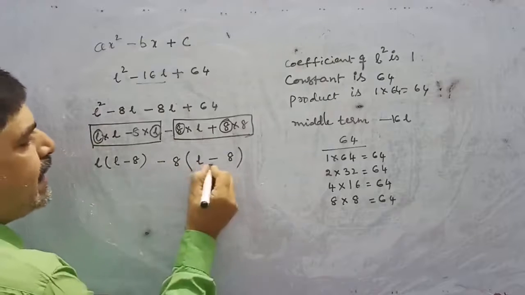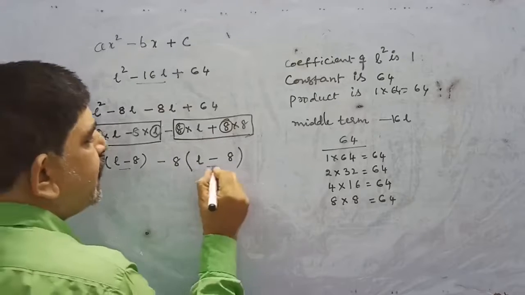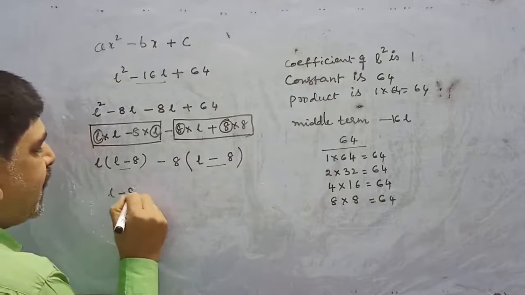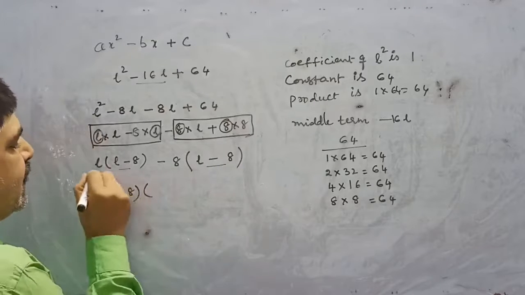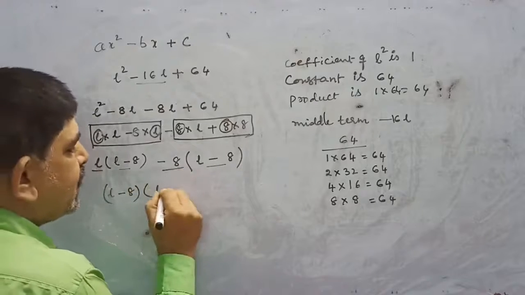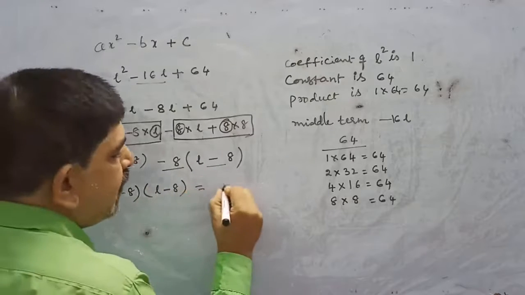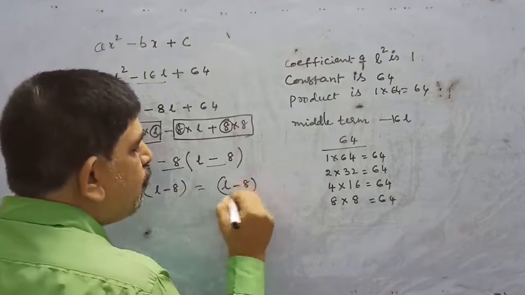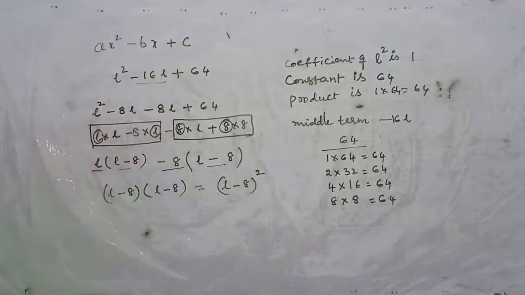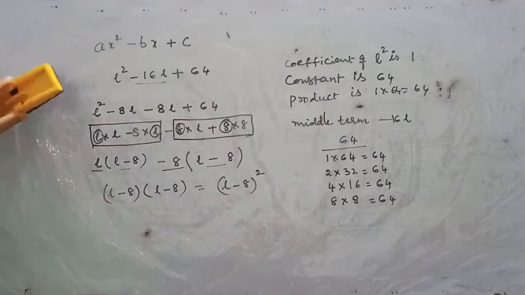Now L minus 8 and L minus 8. From these two we can take one. L minus 8 is the common factor and write the remainder here and here. So that is L minus 8. So L minus 8 into L minus 8. This can be written as L minus 8 whole square. Okay. Next question.